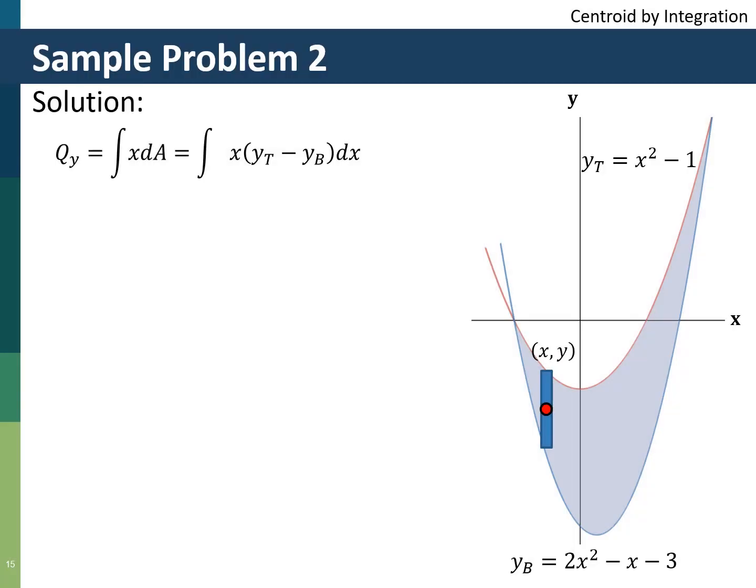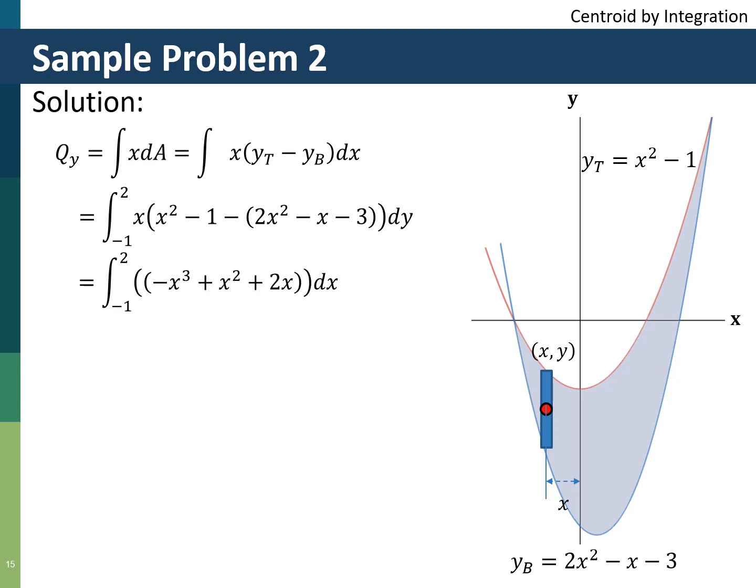The first moment of the area with respect to the y-axis is equal to the integral of x dA. X is the distance of the centroid of the vertical strip to the y-axis. Substituting the values of y sub t and y sub b in the equation gives us this equation. Simplifying the integrand and evaluating the integrated form from x equals -1 to x equals 2 gives us q sub y to be equal to 2.25 units cubed.